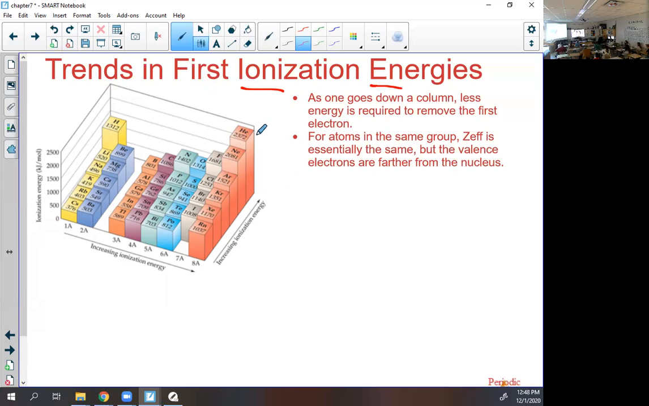All right. As one goes down a column, less energy is required to remove the first electron. For atoms in the same group, Zeff is essentially the same, but the valence electrons are farther from the nucleus. This is the why. The farther something is from the nucleus, the easier it is to remove it.